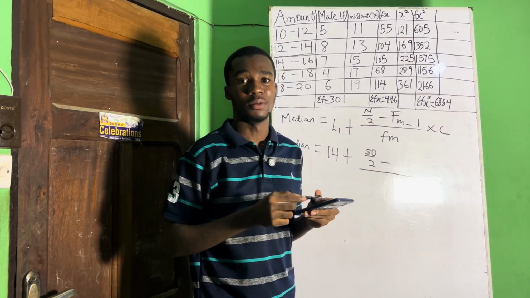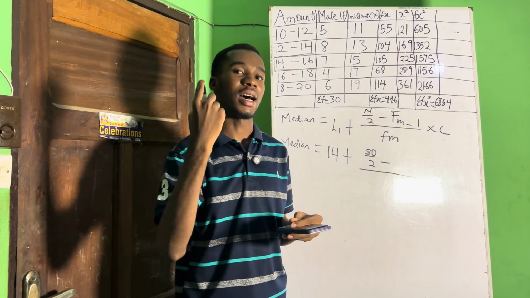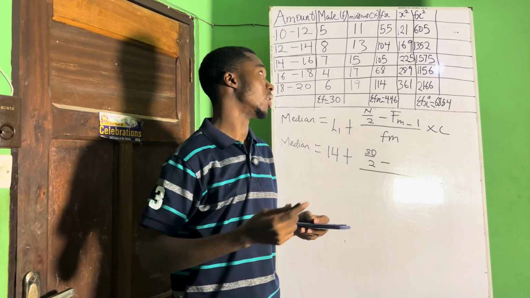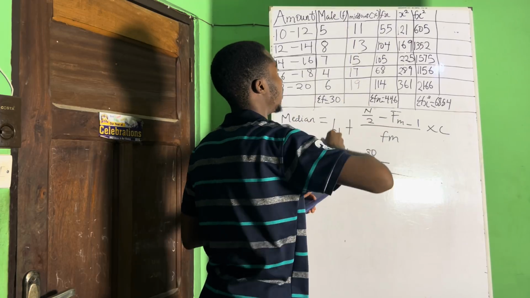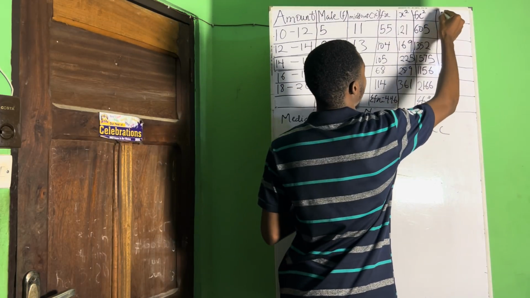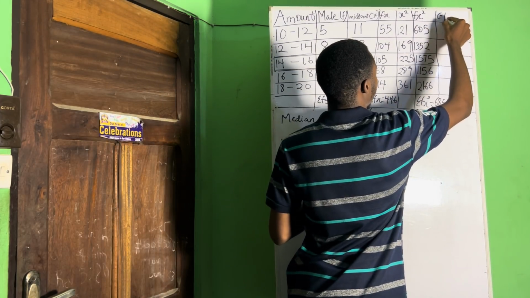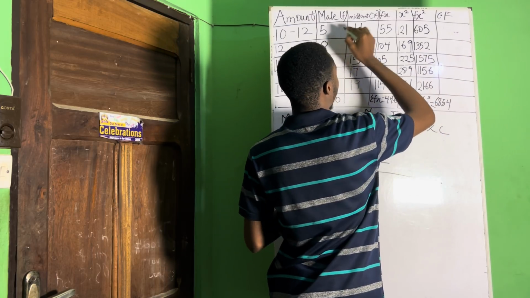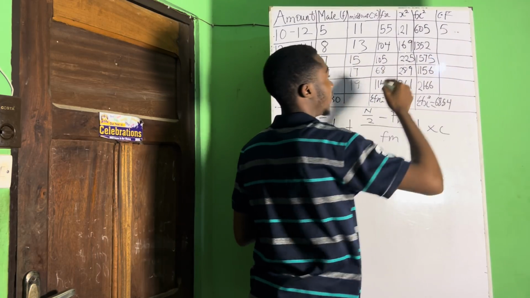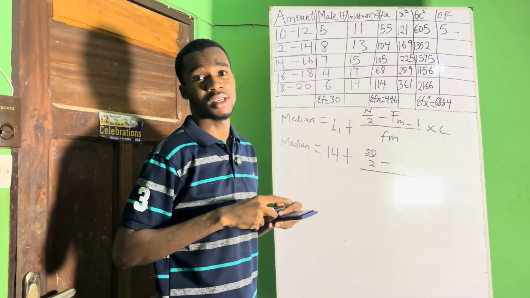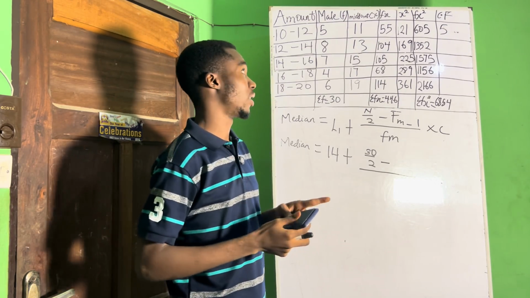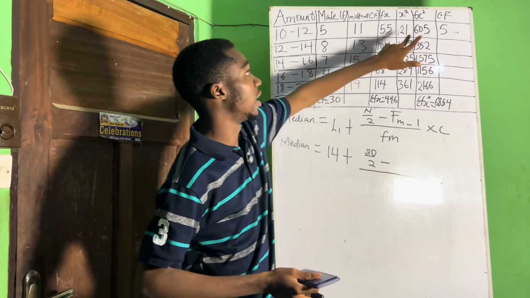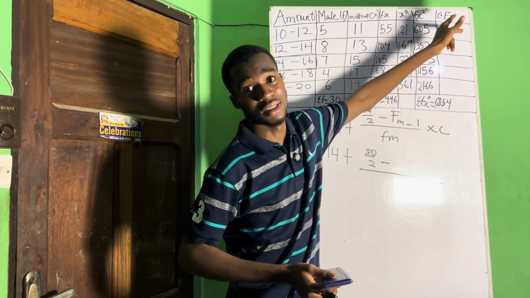Now, what is cumulative frequency? Cumulative frequency is when you're adding the frequency one by one. So our first frequency is 5. So our first cumulative frequency, let me make it CF, is 5. So always the first frequency and the first cumulative frequency are the same. Do you get it? Our first frequency is 5, then our cumulative frequency too will be 5, which is the same thing.